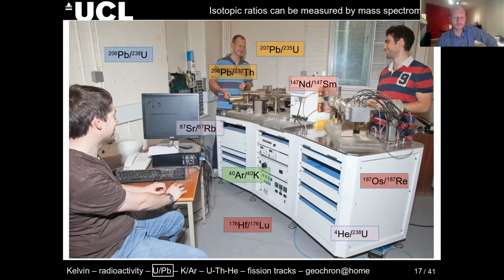So mass spectrometers come in many different sizes, shapes, and forms, and they can measure a wide range of these parent-daughter pairs. And there are many of these that are available in the geological toolbox, the geochronological toolbox, each with their own applications, their own strengths, and their own weaknesses. So in the next part of the presentation, I will walk you through 4 of these systems to highlight some of the applications of geochronology.